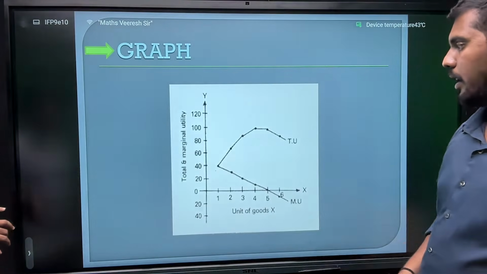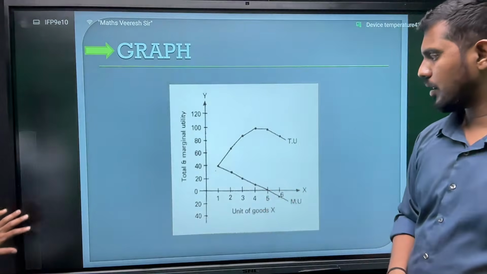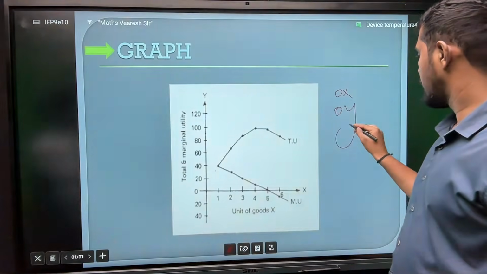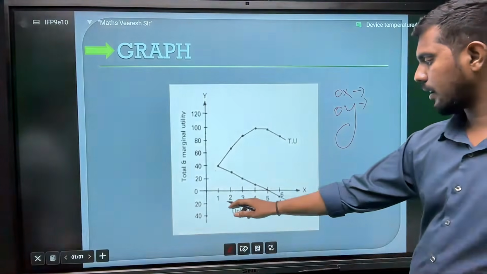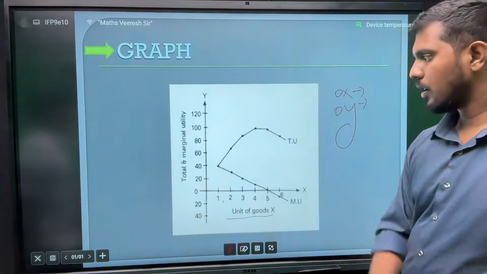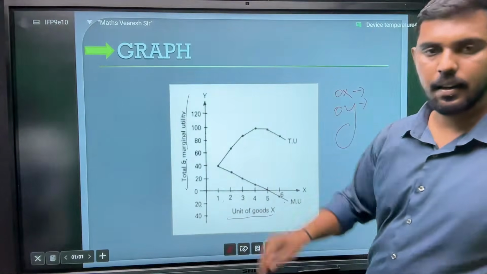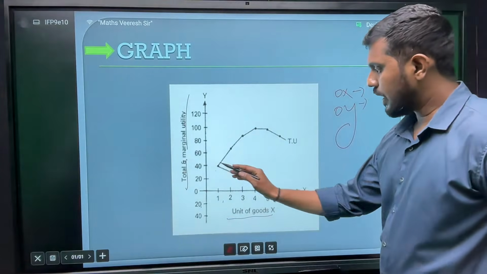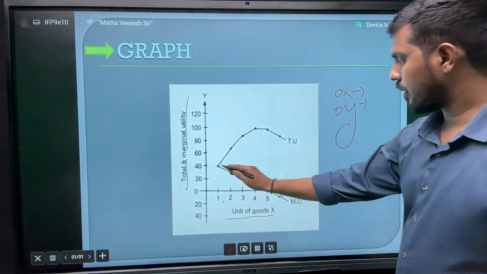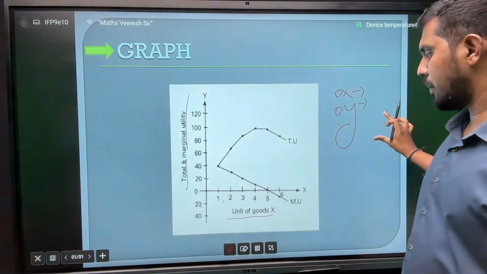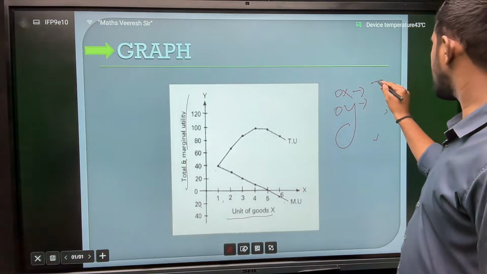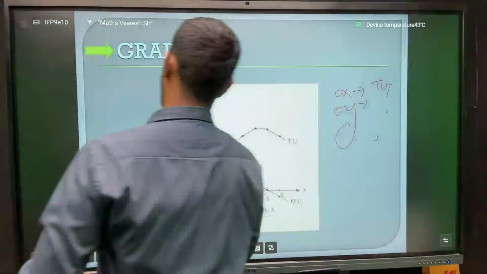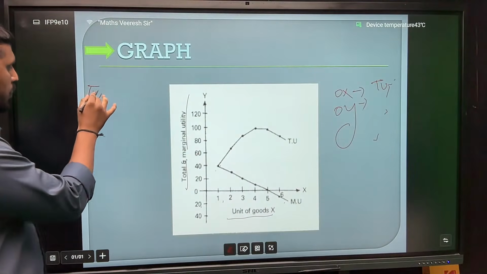Explanation of the table is already over, so write down the graph directly. OX axis, OY axis. On the OX axis, take units of a good. On the OY axis, total and marginal utility, TU, MU. Right? You write down directly. From below the page, get TU; how we got it, we'll explain.